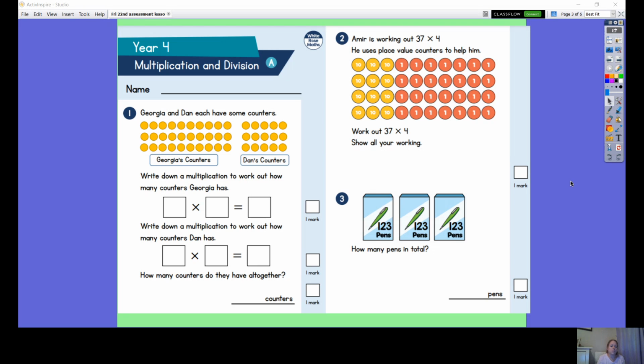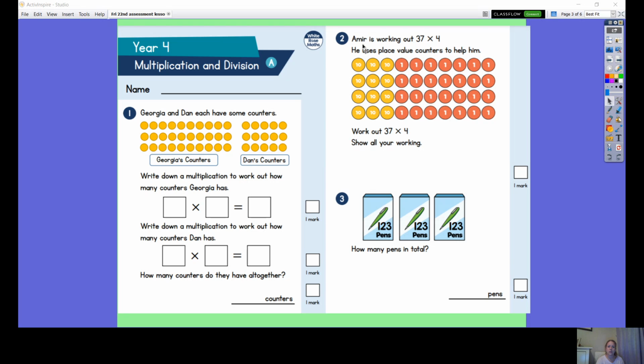So question number 1, Georgia and Dan each have some counters. These are Georgia's counters here, and these are Dan's counters, and you have to write down a multiplication to work out how many counters Georgia has. And then you have to write down a multiplication to work out how many counters Dan has, and then how many counters they have all together. Okay, so you can pause that and take as long as you need to do that bit.